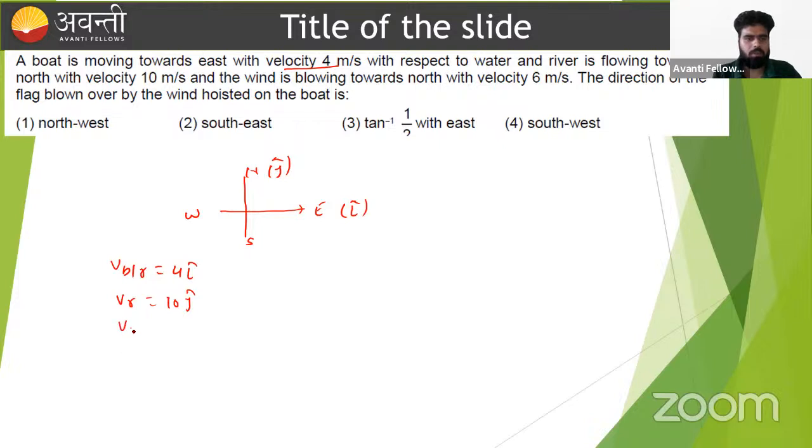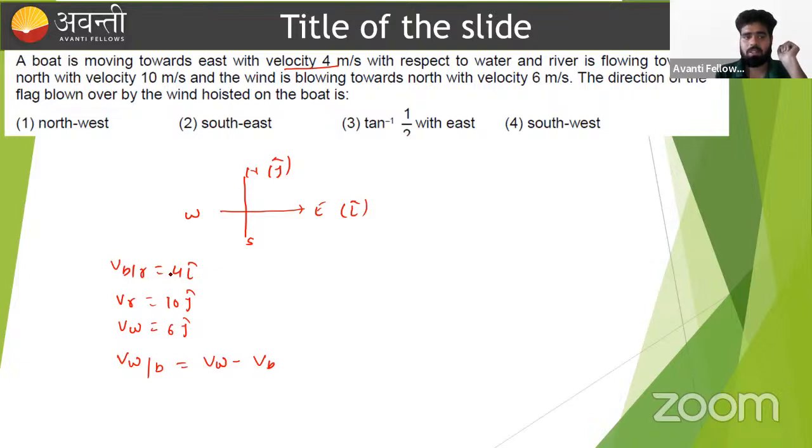And wind is blowing toward the north. Velocity of wind, we can say here, toward north, is 6j cap. Okay. So what do we have to find out? Velocity of flag. It means flag with respect to boat. So we can say flag means velocity of wind, because velocity of wind decides the velocity of flag. So we have to find out velocity of wind with respect to boat. This is nothing but velocity of wind minus velocity of boat. I hope this is clear to everyone.